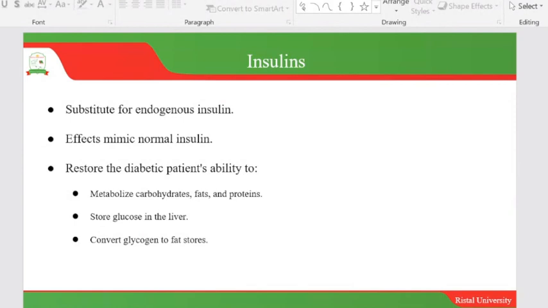Why we say that these insulins substitute the endogenous insulin. The endogenous insulin is the one that our bodies make. These insulins' effects mimic the normal insulin in the body. That means that they will be able to enable the glucose to be taken up by the tissues. They also restore the diabetic patient's ability to metabolize carbohydrates, fats, and proteins so that the body can be able to produce energy, and also to store the glucose in the liver and convert glycogen to fat stores in the body. So these are some of the benefits that the insulins can bring to the body of a diabetic patient.